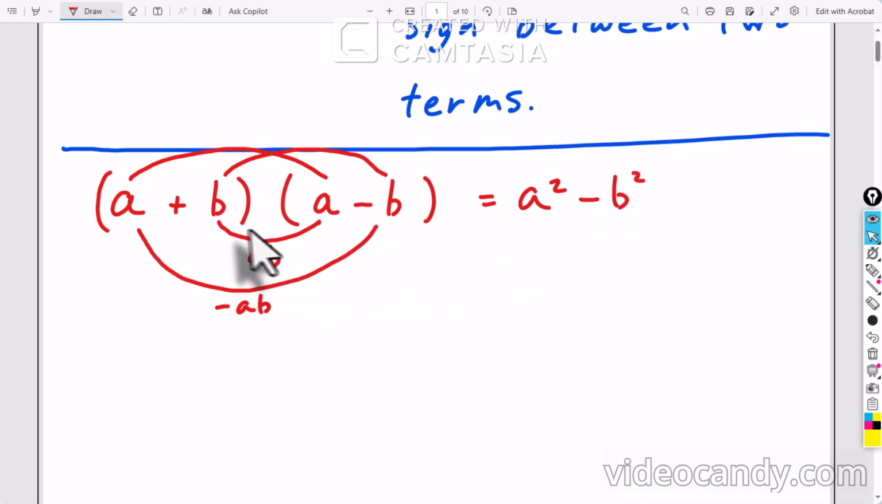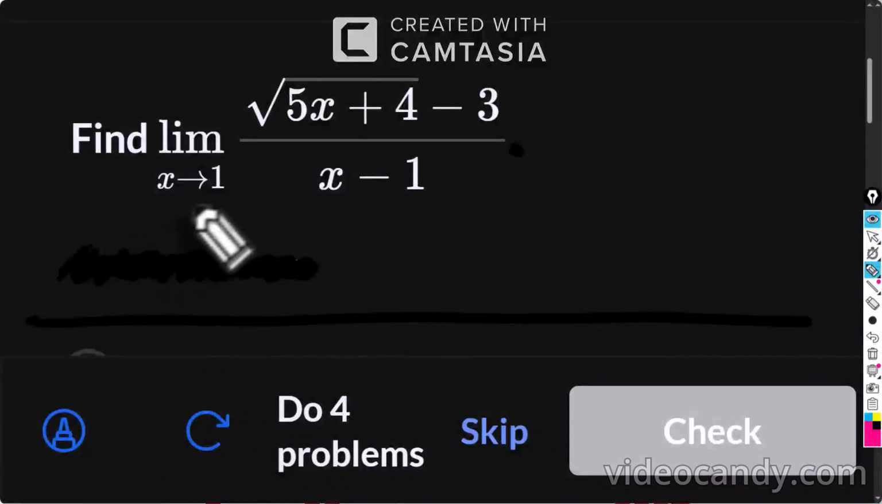Okay, so because you did the inner outer, you get AB and negative AB. You add these together, they cancel. So when you multiply the binomial by its conjugate, the inner outer term drops out. All right, so here we want to find the limit as x approaches 1. Now, if you try direct substitution and plug in a 1 wherever you see an x, you're going to get 0 over 0. So we can't just leave it like that.